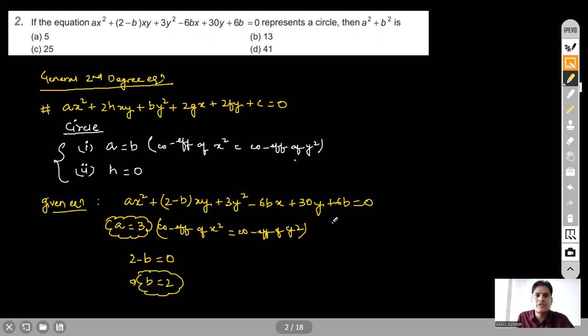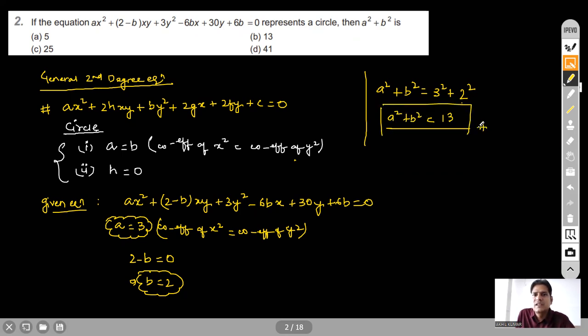So what is asked in the question? The question is saying to find the value of a square plus b square. So what is a square? A square is nothing but 3 square. And what is b square? That will be 2 square. a is 3 and b is 2, no? So 3 square plus 2 square, that will be 9 plus 4, that will be 13. So this is our answer. a square plus b square is equal to 13. So option B is correct.